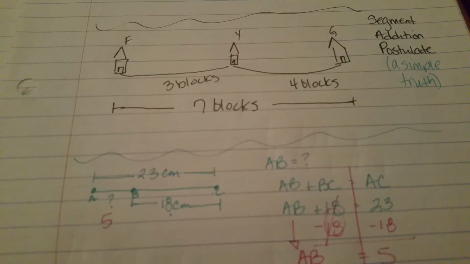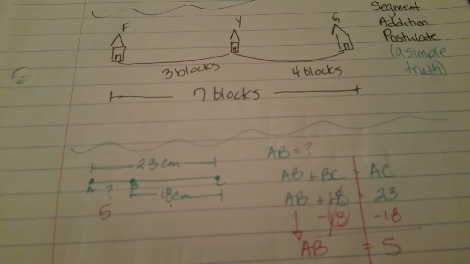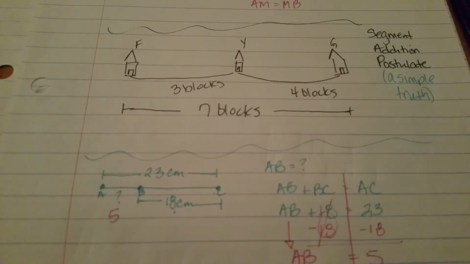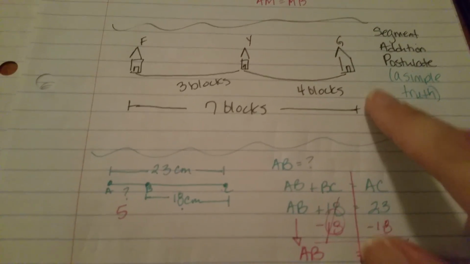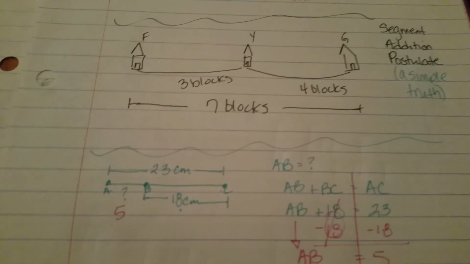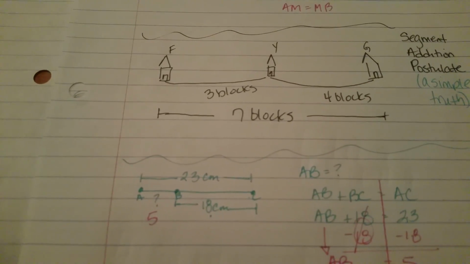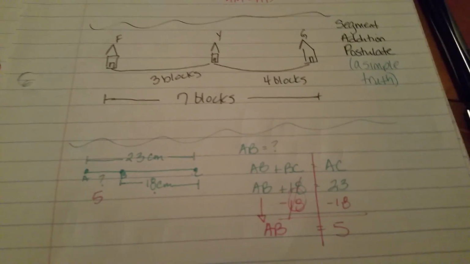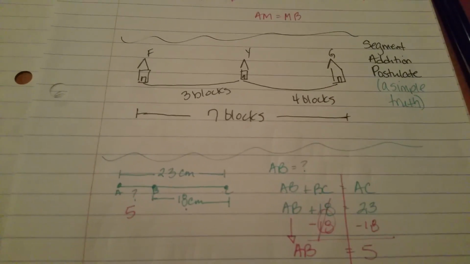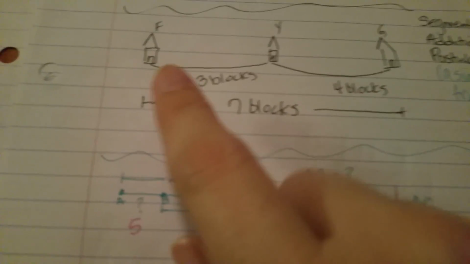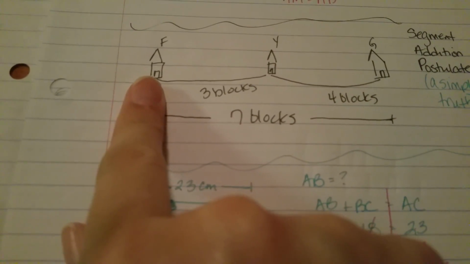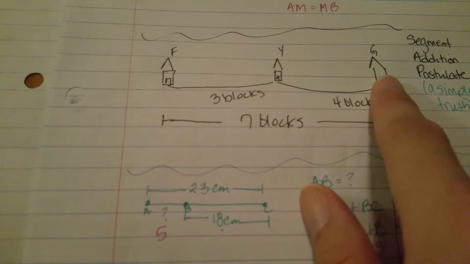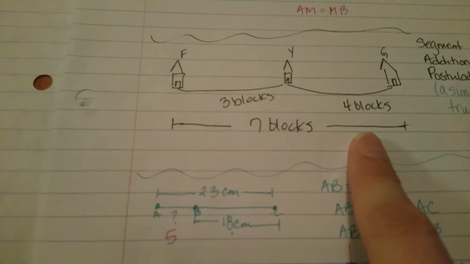Lots of things that we do in here are based on some common sense sort of stuff. Common sense, simple truth things in math are generally referred to as postulates. We're going to talk about something called a segment addition postulate. And what that is, let's say you are at your friend's house and you want to go all the way to your grandmother's house. That's 7 blocks.